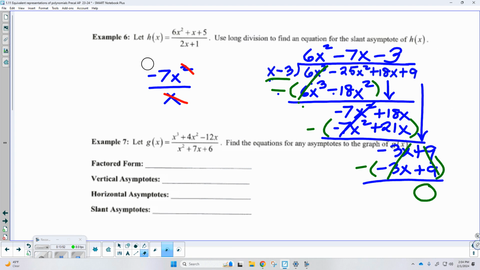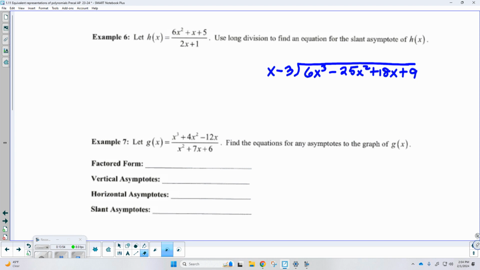We won't finish up this entire problem. For one, I don't think we're going to have enough time. But there is something that I want to show you on number 7. We've got function g is x cubed plus 4x squared minus 12x, and then we're going to divide that by x squared plus 7x plus 6. Well, there's a noticeable difference here, right, Moses? Instead of a binomial divisor, what do we got? We got a trinomial divisor.